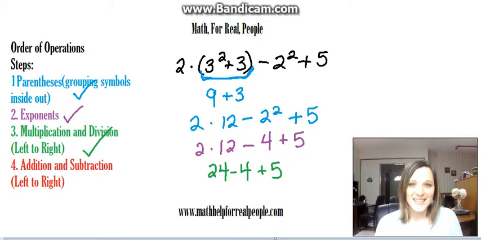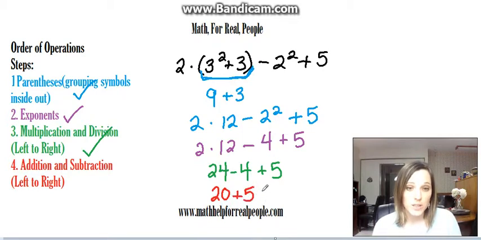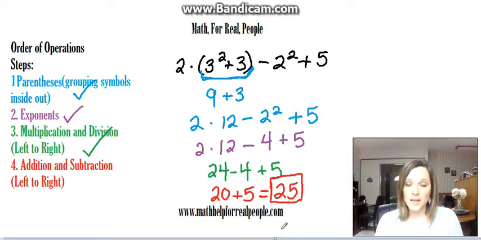And our last step is addition and subtraction from left to right. So the subtraction comes first. That's okay because we're doing it from left to right. So 24 minus 4 gives me 20. Then I do the 20 plus 5, which gives me 25. That is my final answer. So a lot of steps, a lot of writing it out, but overall that will help a lot.